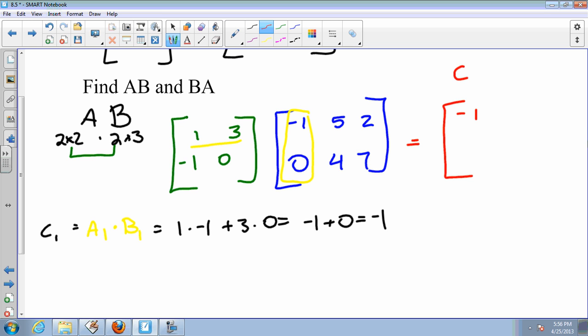Now we are going to take our A1 times our second column, B2, to get C12. So 1 times 5 plus 3 times 4 gives 5 plus 12, which is 17.